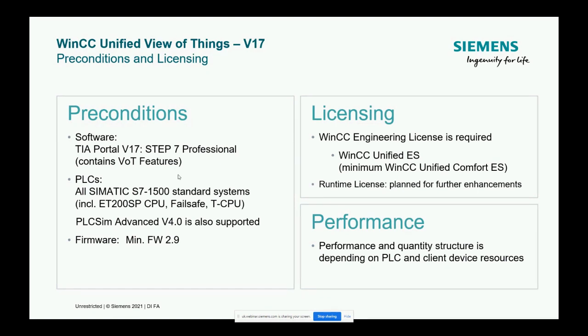In terms of the preconditions, we need, of course, TIA Portal version 17, the STEP 7 Professional option, which contains the View of Things features that we're going to use within the library. We need a WinCC engineering license. As a minimum, we would need the WinCC Unified Comfort engineering license, which gives us the Unified engineering environment. But anything from the Unified Comfort engineering all the way up to the full PC-based system would work.